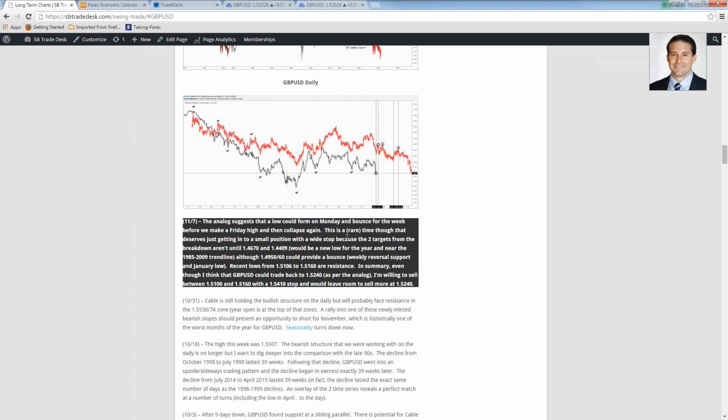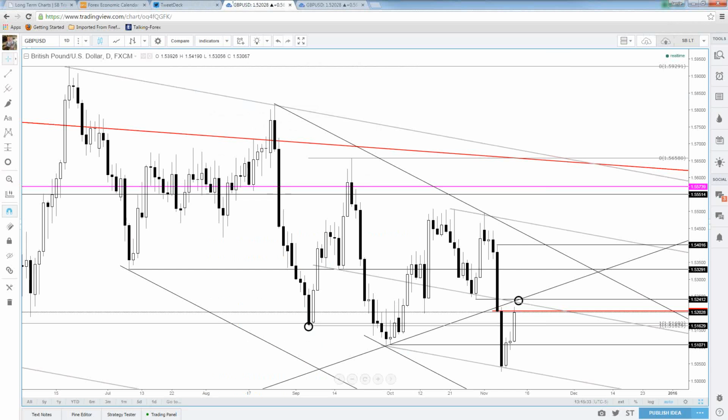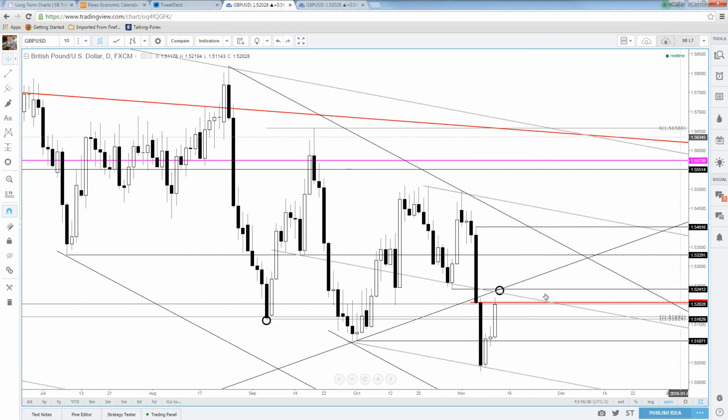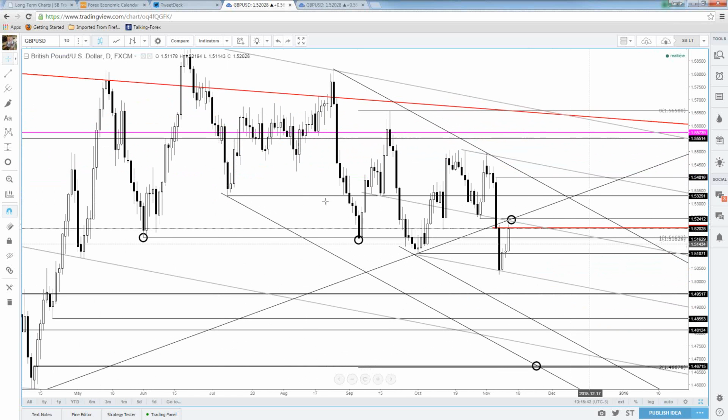So the idea was to just short into the 150.60 zone, with a wider than usual stop but a small position. So your risk is the same as if you had a normal position with a really tight stop, and then leave room for maybe selling on Friday, if we make that Friday high, and that's what I'm looking at here. So here's the daily. Okay, and this 152.40, you can see where we are now.